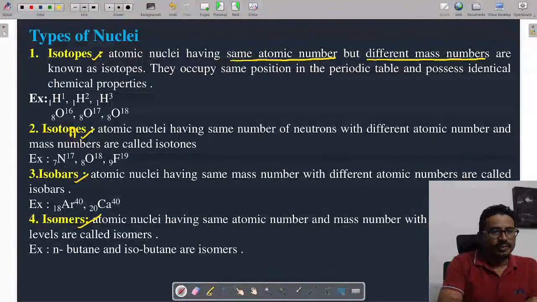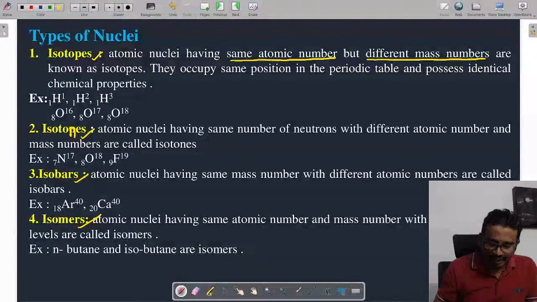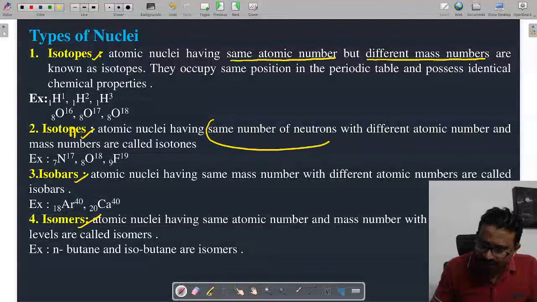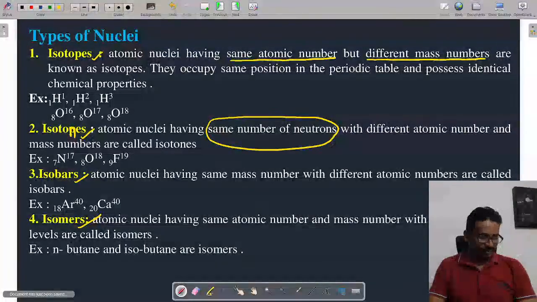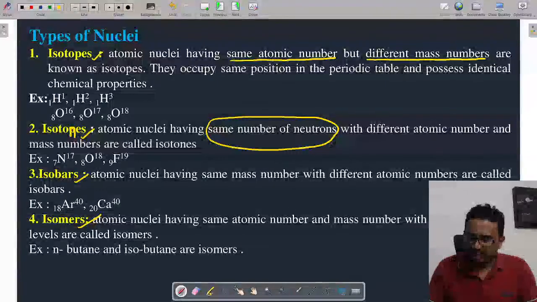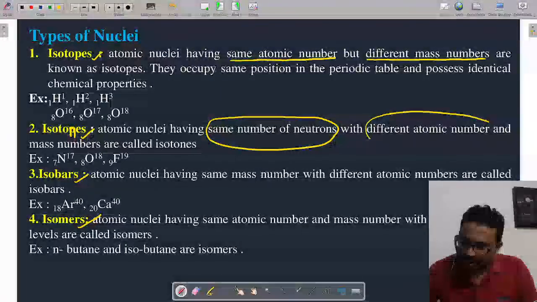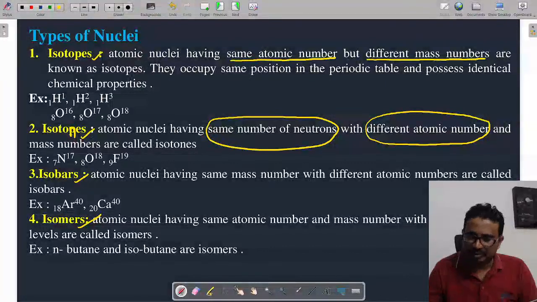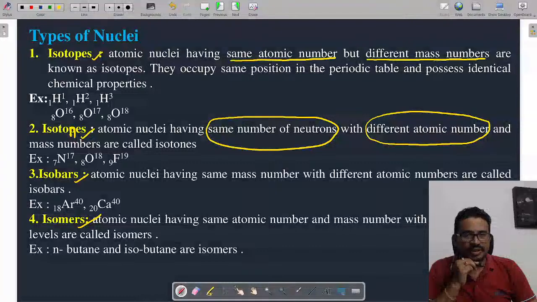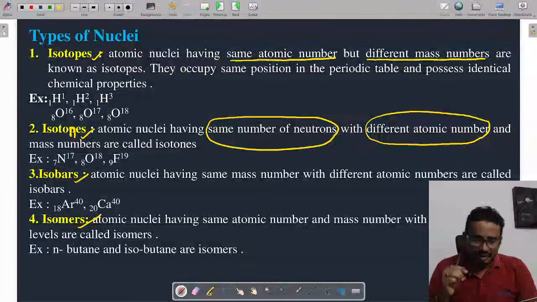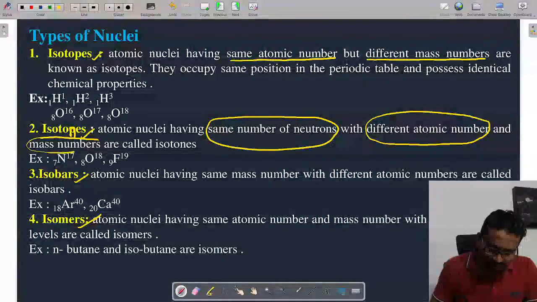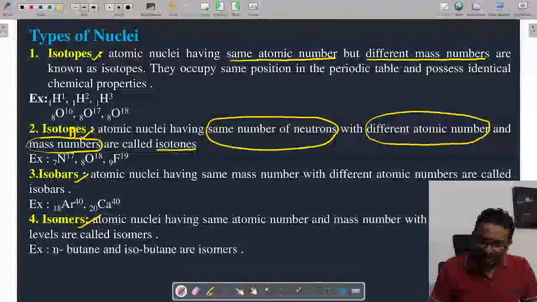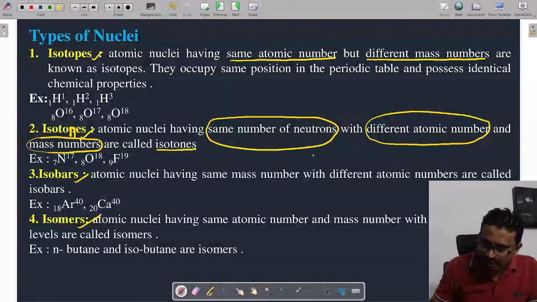Next, isotones. What does isotone mean? Having the same number of neutrons, different atomic numbers, and different mass numbers. These are called isotones. So same number of neutrons, how can we calculate it? It is nothing but A minus Z.